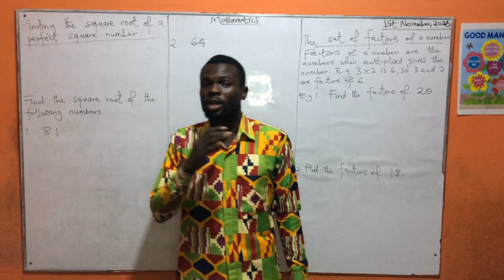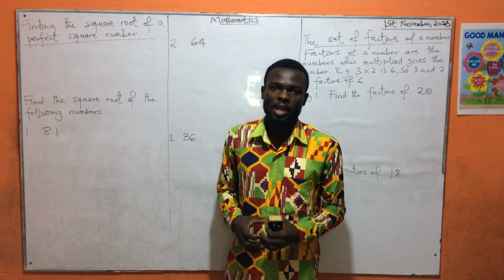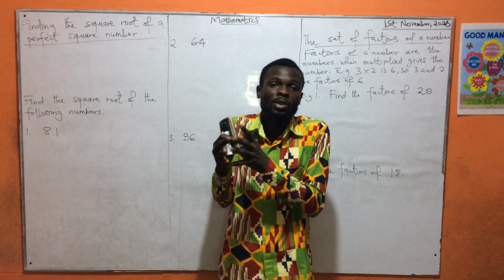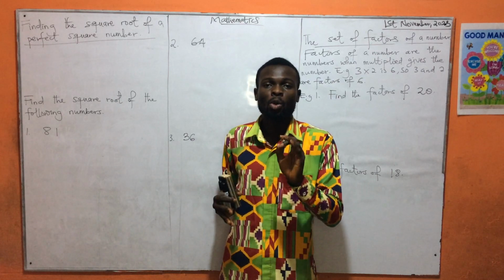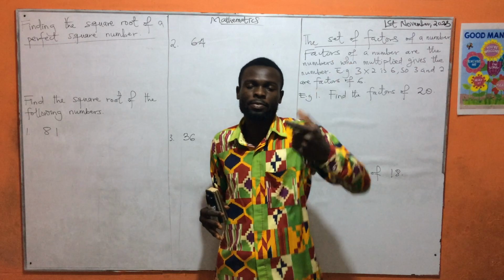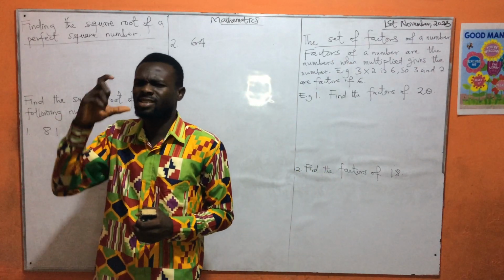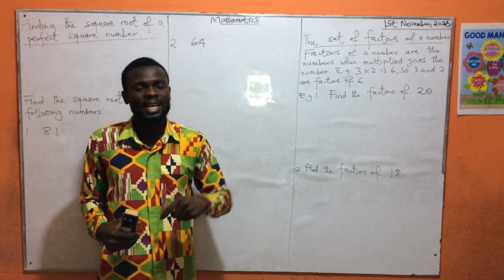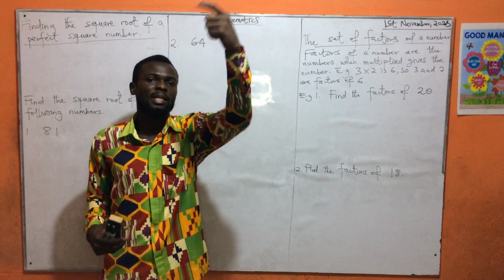Good. But today we want to look at how to find a perfect square. Now we know that finding the value of a perfect square introduces us to what we call the square root of a perfect square. When we say square root of a perfect square, it simply means that we are going to look for that integer which, when multiplied by itself, gives us the perfect number.